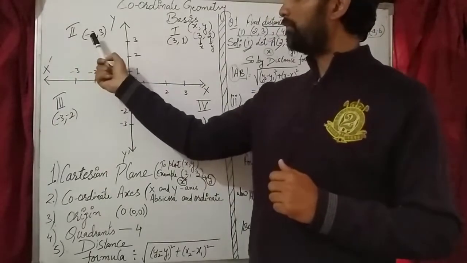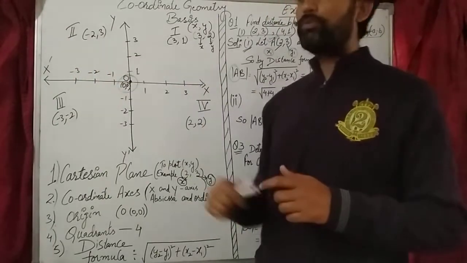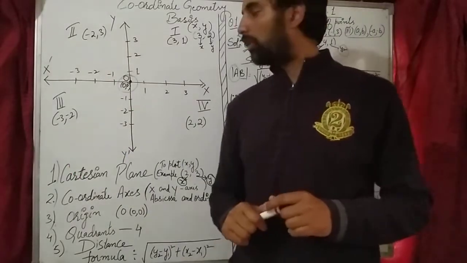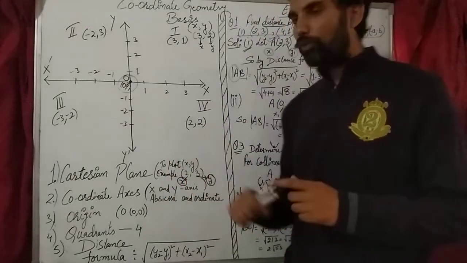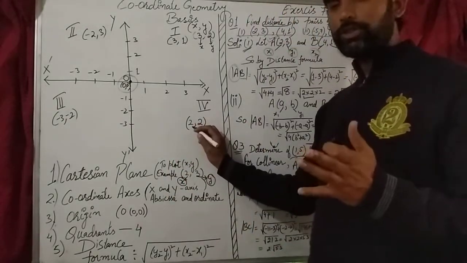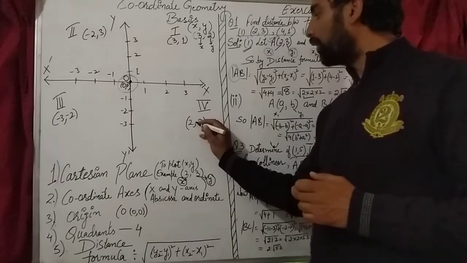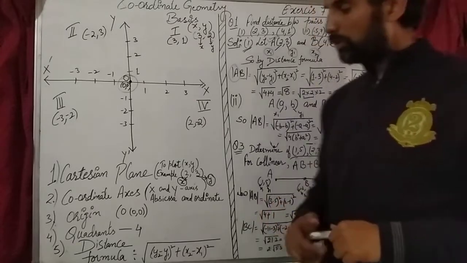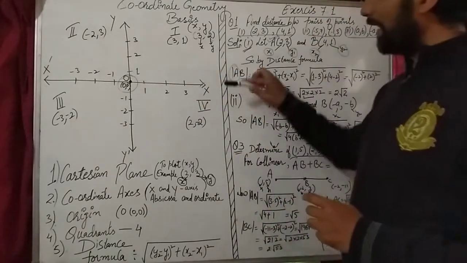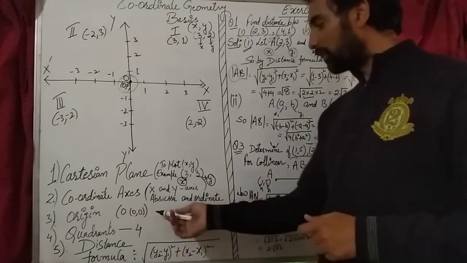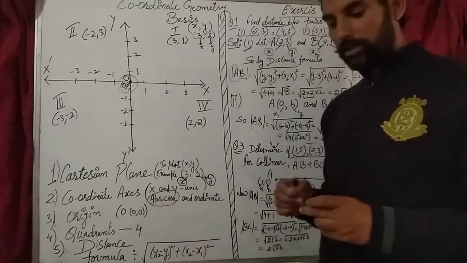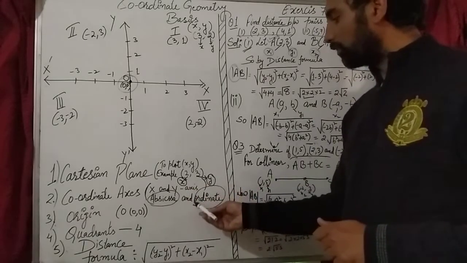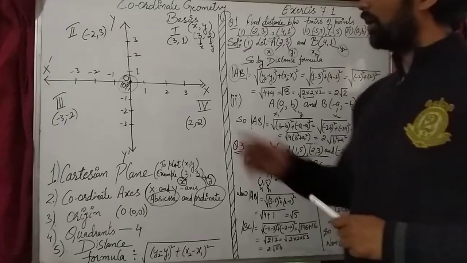In the second quadrant, x is negative and y is positive. In the third, x and y both are negative. In the same way, in the fourth, x is always positive but y is always negative. When y is negative and x is positive, that is the fourth quadrant. The x-axis value is also known as the abscissa. The other name of the x-coordinate is abscissa, and the y-coordinate is the ordinate. This is again important.